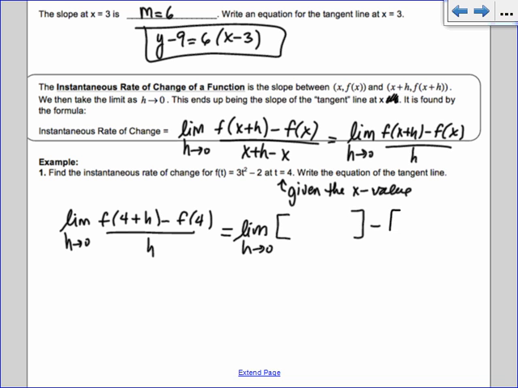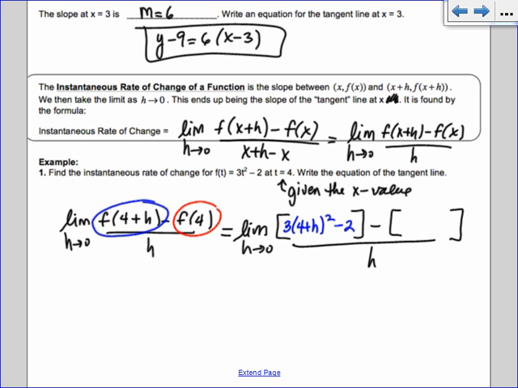So you're going to have the limit as h goes to 0, and I'm going to do a big bracket minus another bracket, so that way I can see what each one is. When I say f of 4 plus h, I'm saying 3 times 4 plus h squared minus 2. And when I say f of 4, I'm just plugging in 4, so I have 3 times 4 squared minus 2. You see how I got those?